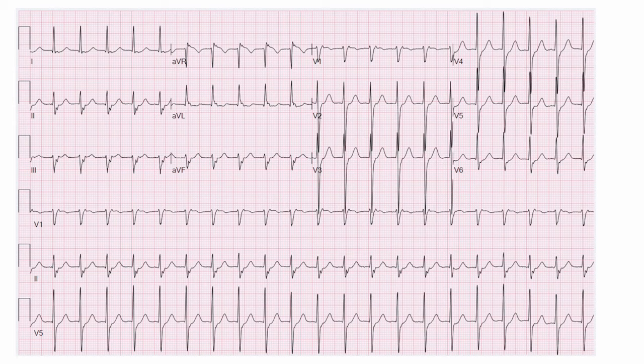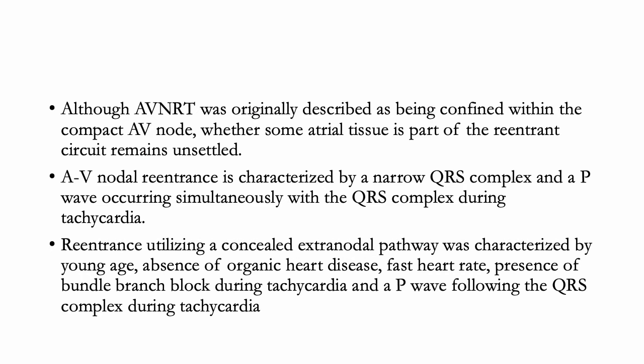This is an example of another AVNRT, and you will see in lead V1 the P wave is present soon after the QRS complex. Although AVNRT was originally described as being confined within the compact AV node, whether some atrial tissue is part of the reentrant circuit remains unsettled. AV nodal reentrance is characterized by a narrow QRS complex and a P wave occurring simultaneously with the QRS complex during tachycardia.